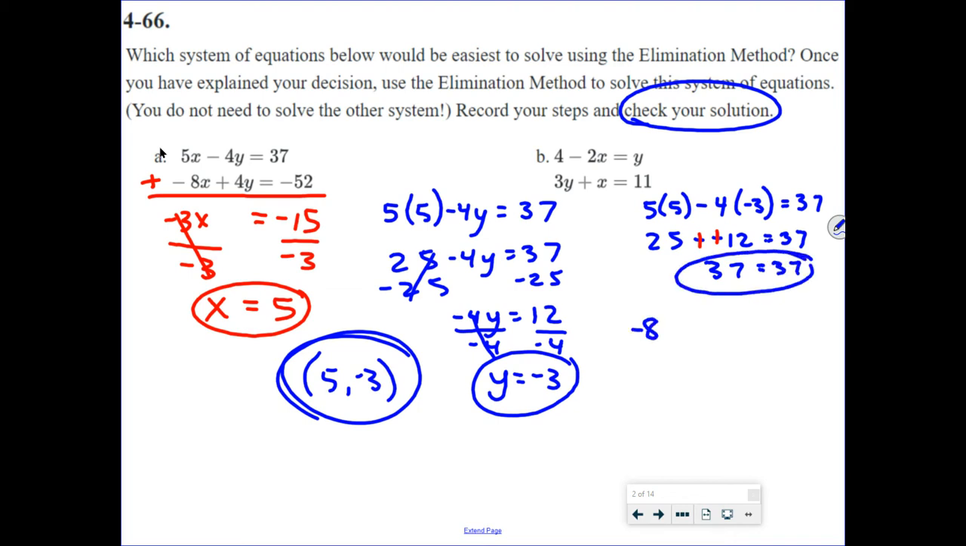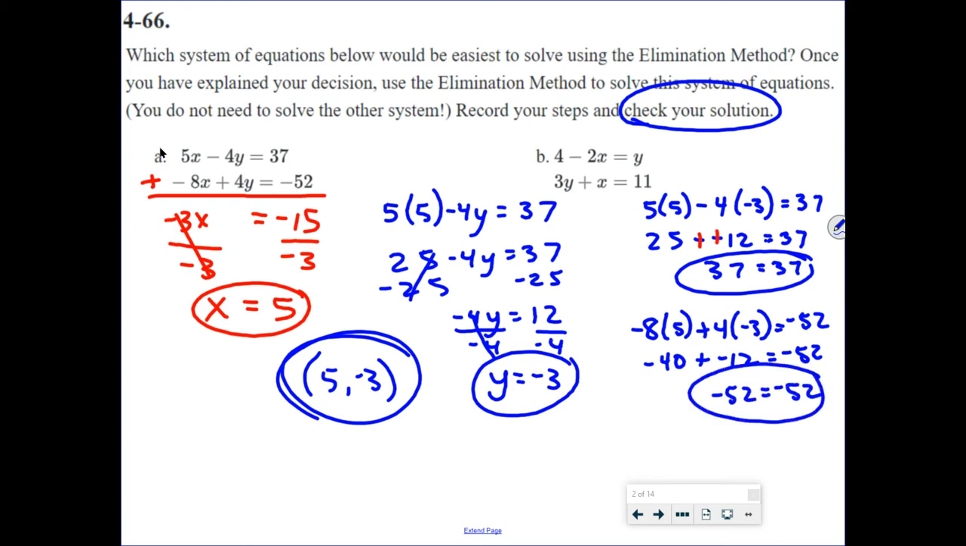So negative 8 times 5 plus 4 times negative 3 should equal negative 52. So this would be negative 40 plus negative 12 equals negative 52. And negative 40 plus negative 12 would be negative 52 equals negative 52. Cool. That is the work I expect to see. That is what you should have on your paper. Please tell me you got all that work.